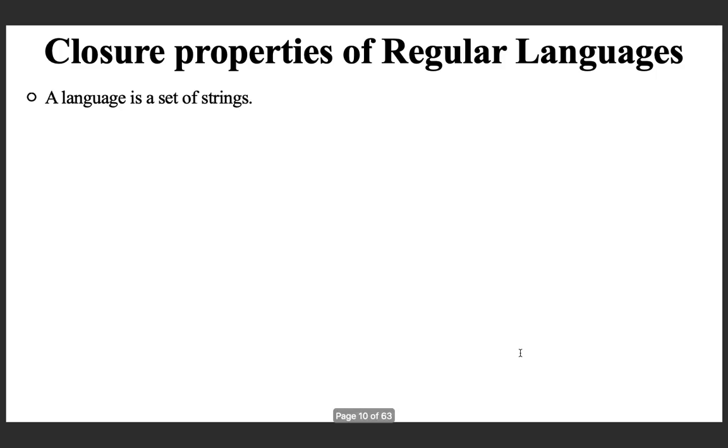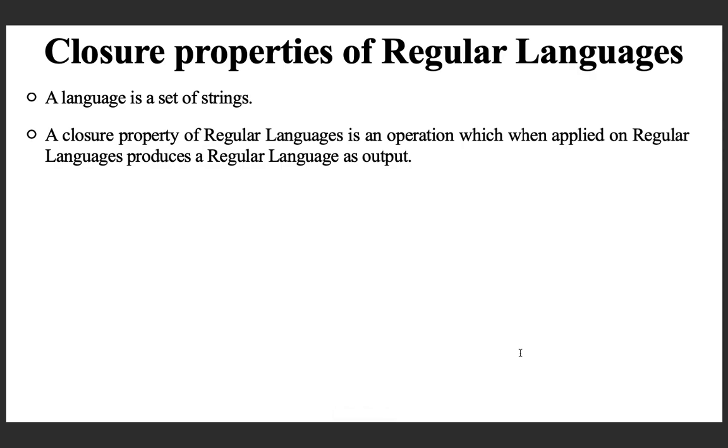We know that a language is a set of strings. So, it is a set. A closure property of regular languages is an operation which, when applied on regular languages, produces a regular language as output. A language is a set, so a property is a set operation which takes regular languages as input and produces a regular language as output.